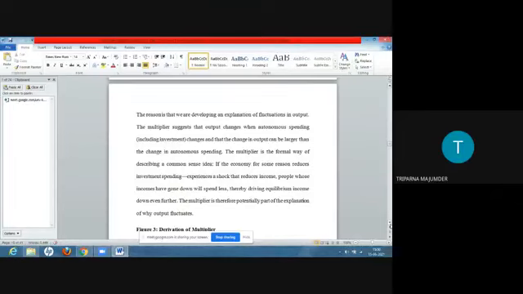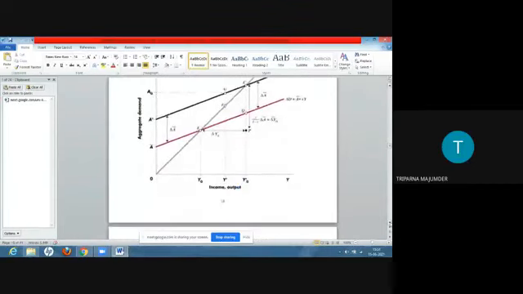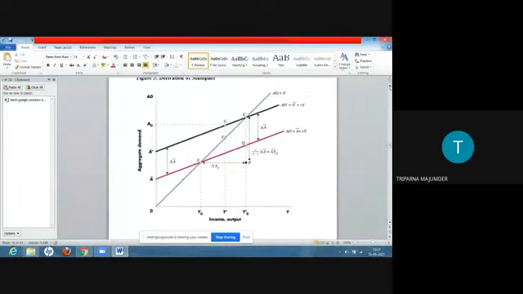If the economy for some reason reduces investment spending, or experiences a shock that reduces income, people whose incomes have gone down will spend less, thereby driving equilibrium income down further. The multiplier is therefore potentially part of the explanation of why output fluctuates.